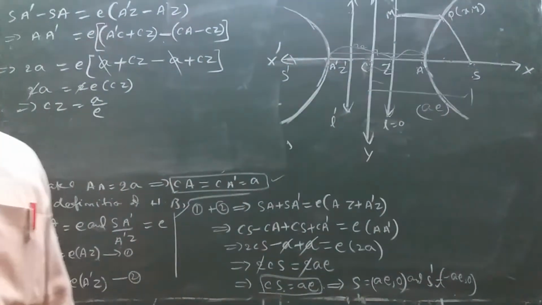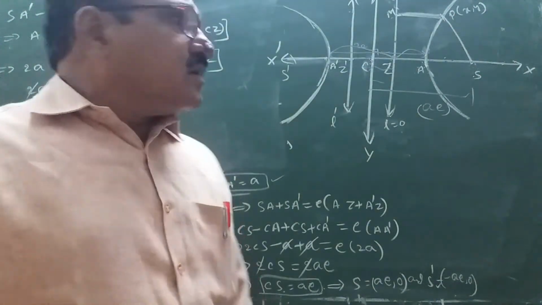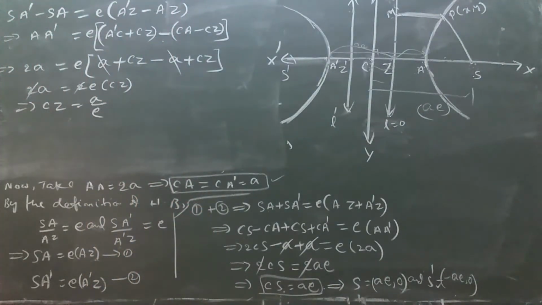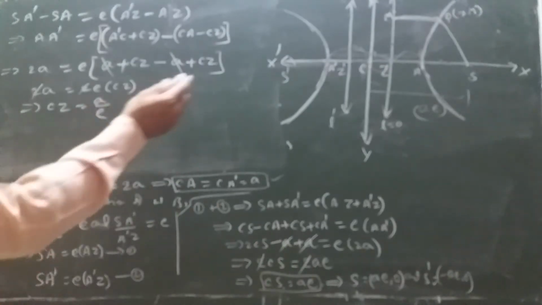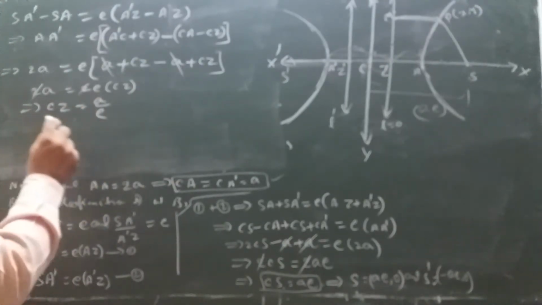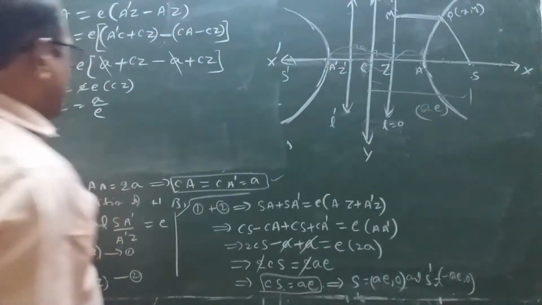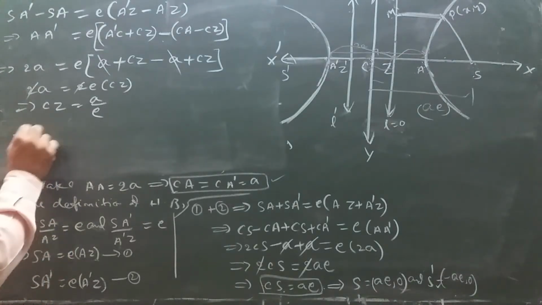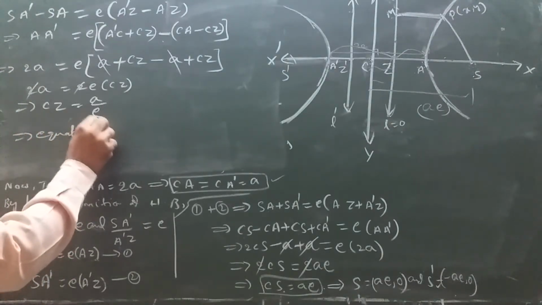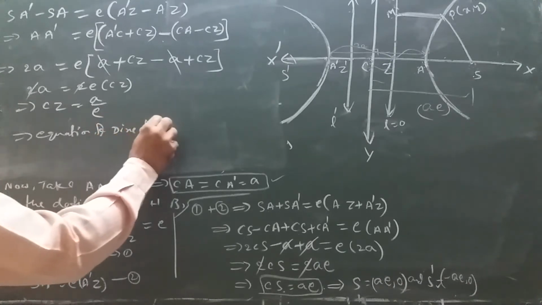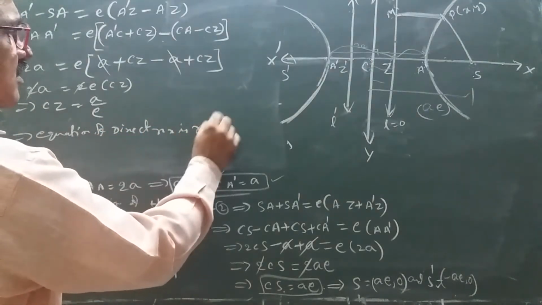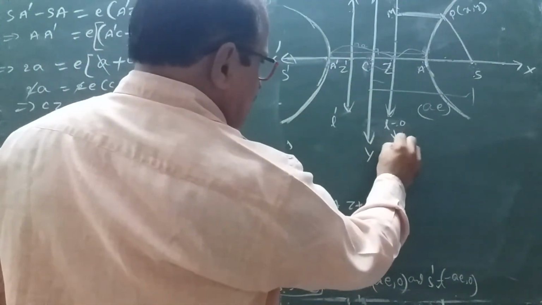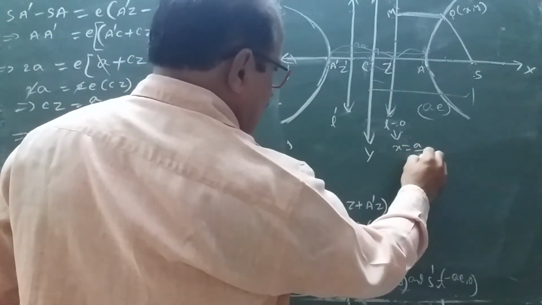And that means the distance between center to the directrix is equal to A by E. So the coordinates of Z may be located on the x-axis at A by E comma 0. Then that implies the equation of directrix is x is equal to A by E. Okay, this is L. This is the equation x is equal to A by E.